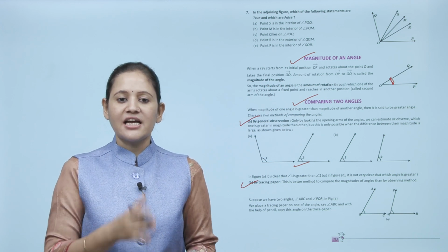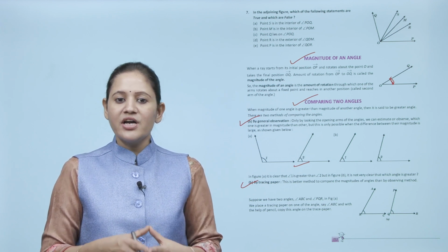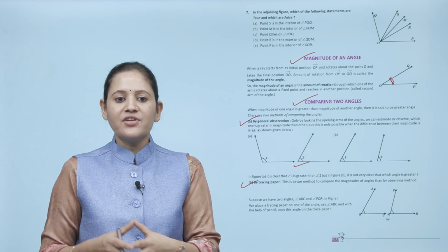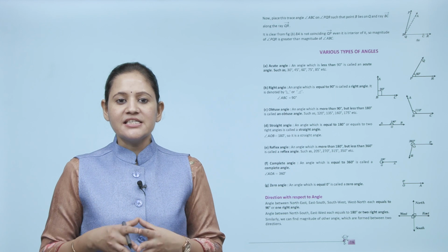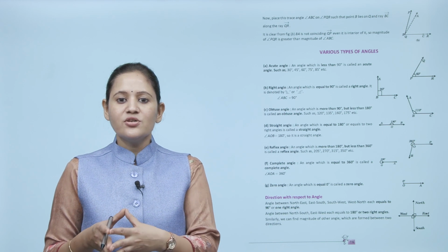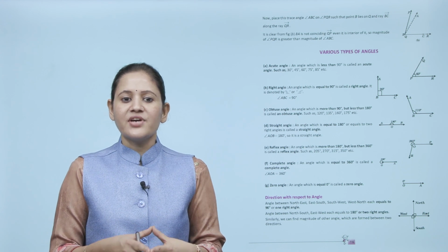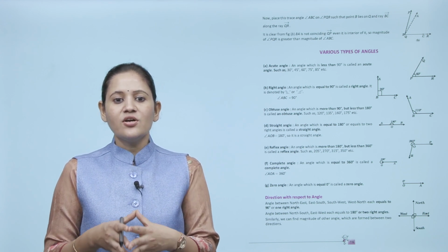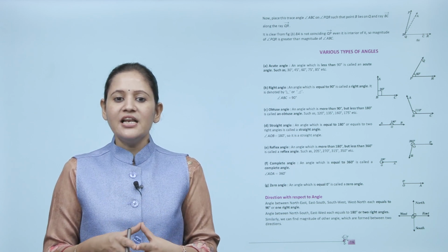Suppose we have two angles, angle ABC and angle PQR in figure A. We place a tracing paper on one of the angles, say angle ABC, and with the help of a pencil copy the angle on the tracing paper. Now place the traced angle ABC on angle PQR such that the point B lies on Q and ray BC lies along the ray QR. It is clear from figure B, BA is coinciding with QP and even lies in the interior of it. So the magnitude of angle PQR is greater than the magnitude of angle ABC.